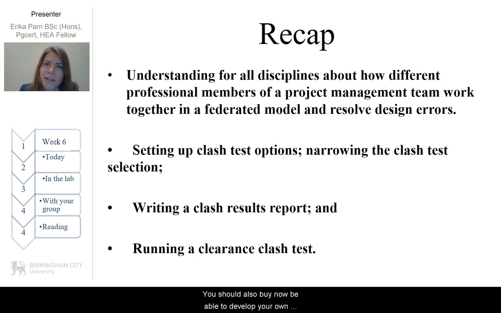You should also by now be able to develop your own clash detections and to also substantiate these with a clash detection report. These should now form a solid part of the evidence provided within your own reports.